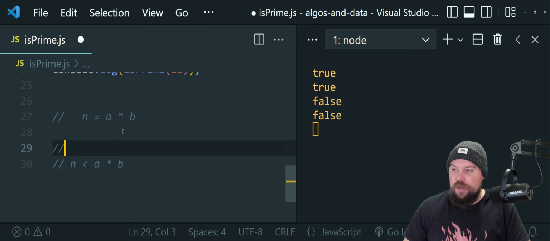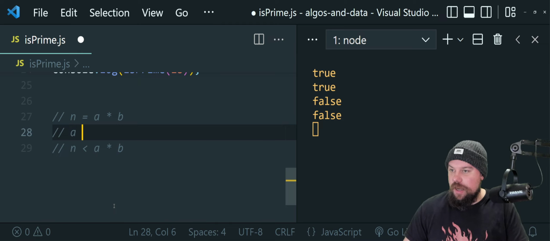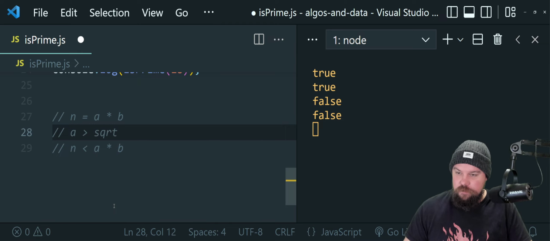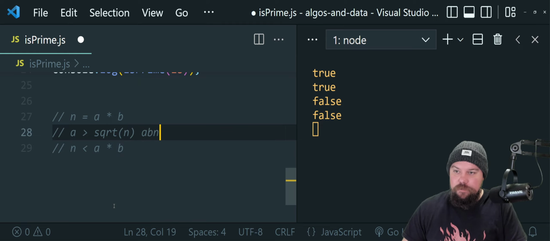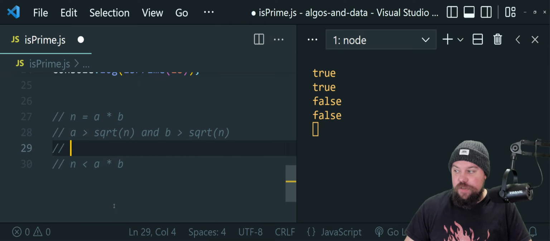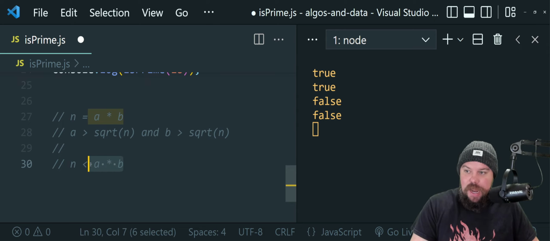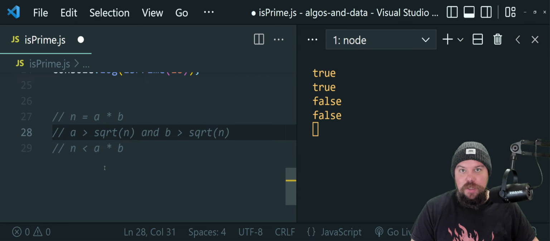So what we're looking at here is some logic in this mess: a and b cannot both be greater than the square root of n, because if they were, it would mean that a times b would be greater than n, and that's just not mathematically possible. While this is, again for non-math heads, probably a terrible explanation.